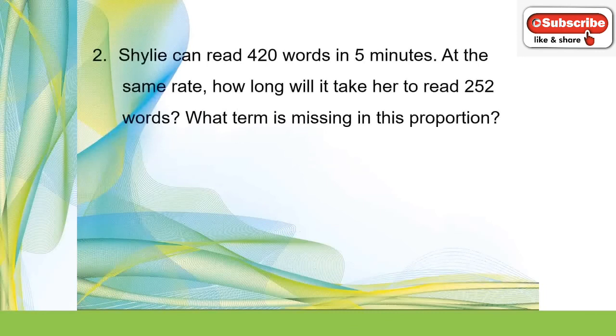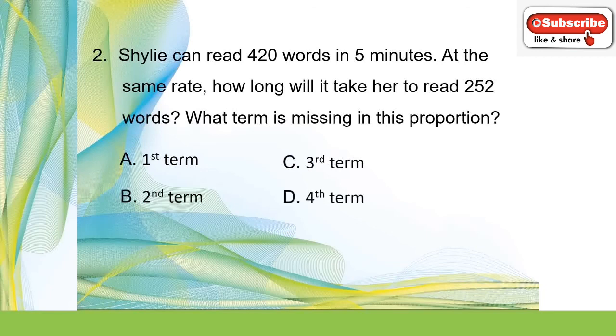Number 2. Shailey can read 420 words in 5 minutes. At the same rate, how long will it take her to read 252 words? What term is missing in this proportion? A. First term. B. Second term. C. Third term. D. Fourth term. Write your answer now. Time is up. The correct answer is letter D.